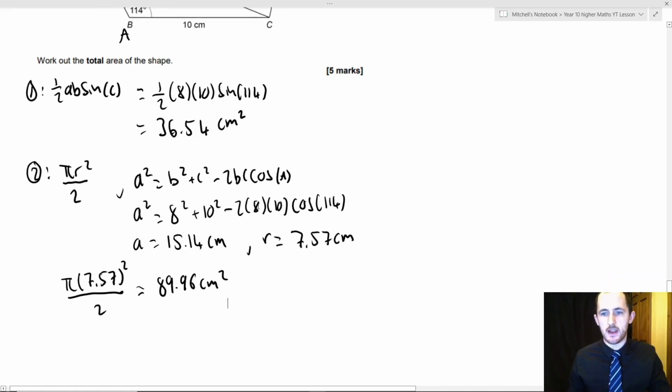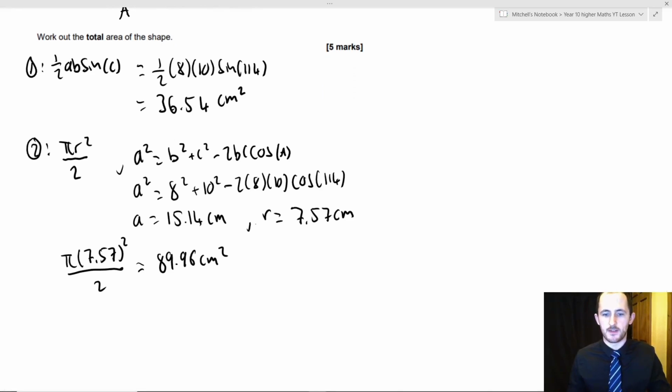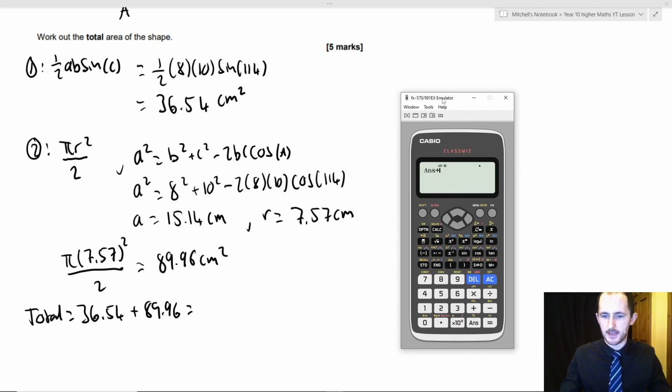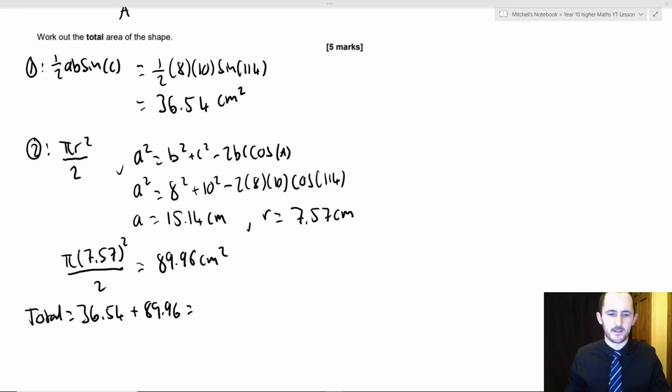So the total area, finally, and I'm going to do this to 3 significant figures, because that's what you normally should do it as. 36.54 plus 89.96. Again, just add 36.54. Okay. 126.5, let's call it.